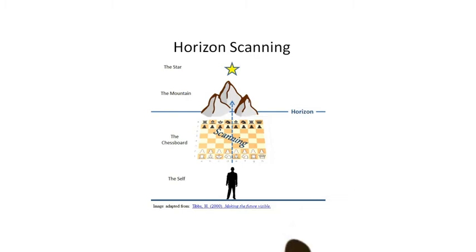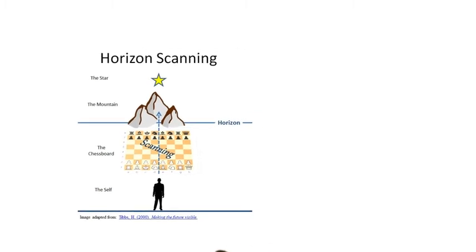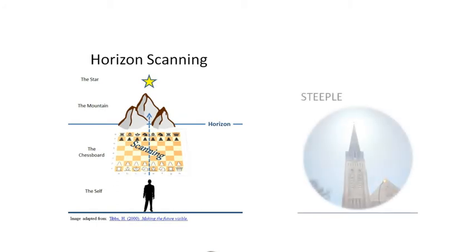In this figure, the star represents our enduring values. The mountain is the goal we strive to achieve. The chessboard represents the issues and challenges we are likely to face. The self is our attributes and efforts to become future smart. Once we have undertaken the process of horizon scanning, we can comprehensively evaluate the trends affecting our organization using the STEEPLE analysis.